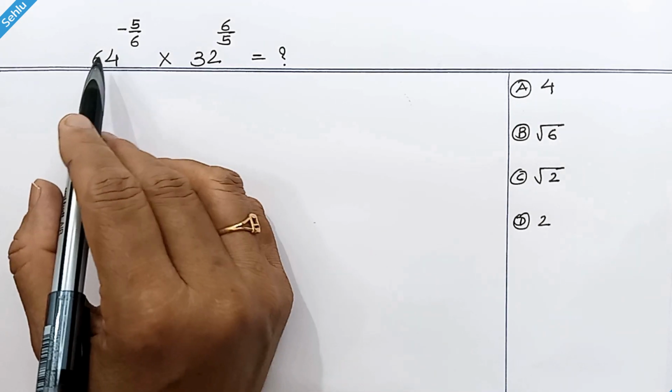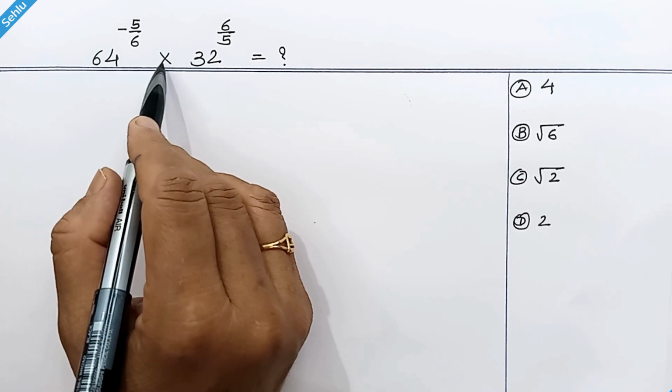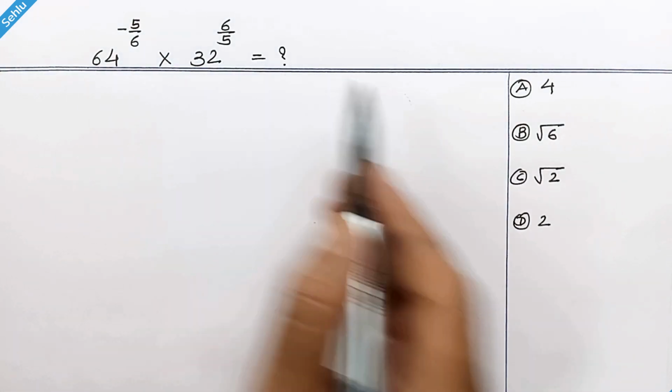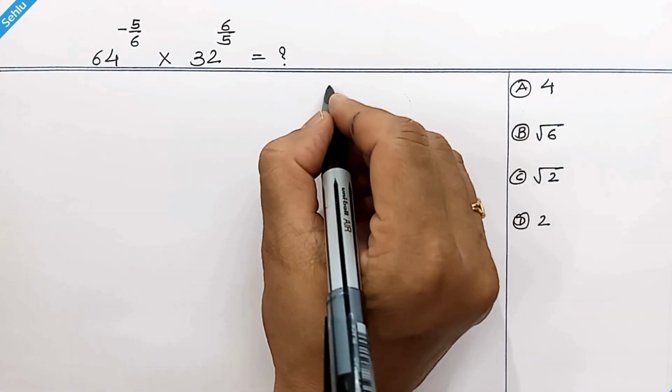Hello friends, the question is 64 to the power negative 5 over 6 multiplied by 32 to the power 6 over 5 equals what? And here are the options. Let's simplify this. First, let's recall a rule.